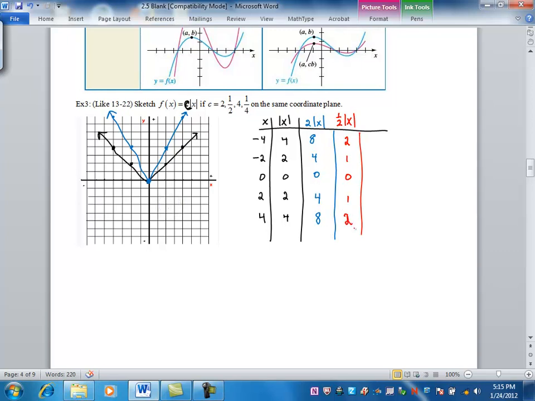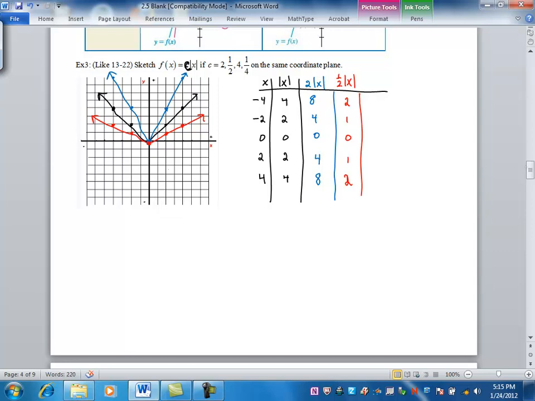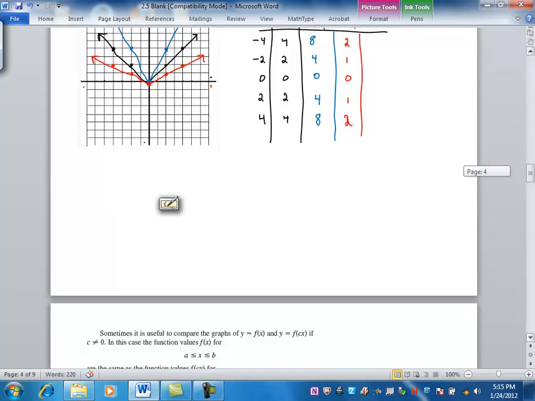So here we go. Negative 4, 2, negative 2, 1, 0, 0, 2, 1, and 4, 2. Okay, and we can see here the vertical compressing that's going on as we shrink that graph down. And so I'm going to let you guys try what happens when c equals 4 and 1/4 on your own. Of course, you know that the completed set of notes is posted on Angel, so you guys can get on there and check that out. Certainly, if you have any questions about any of this, please feel free to bring those up in class.